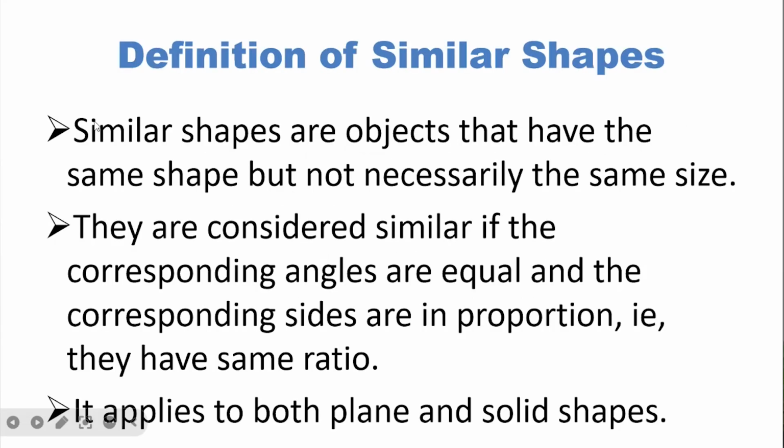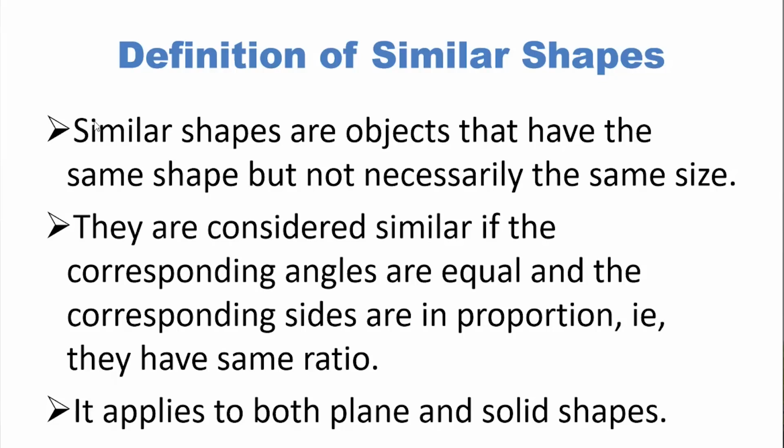So by way of definition, similar shapes are objects that have the same shape but not necessarily the same size. They have the same shape, okay, but they don't necessarily have the same size. They are called similar shapes. They may have the same size, but then we can have that particular object of different sizes, yet they are similar shapes because they have the same kind of shape, okay?